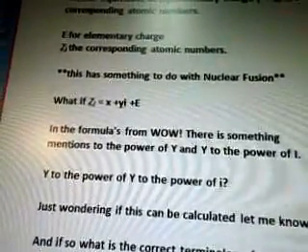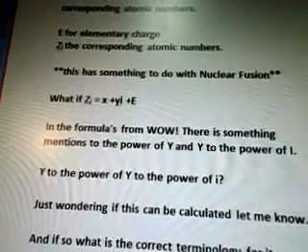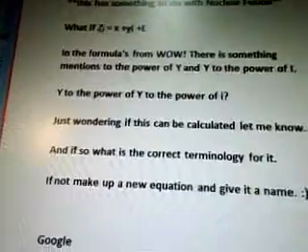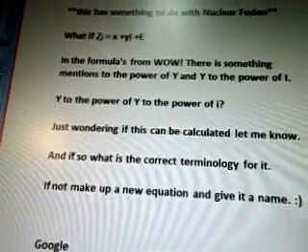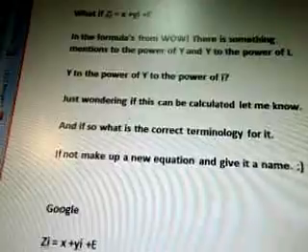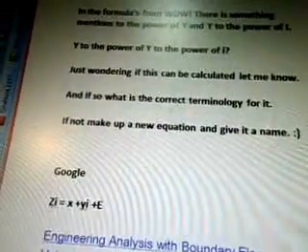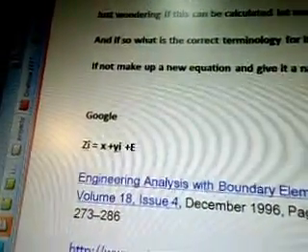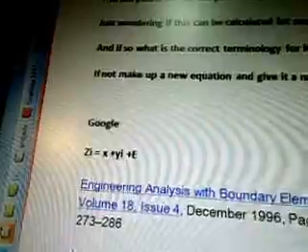In the formulas from Wow, there is something mentioned to the power of Y and Y to the power of I. Y to the power of Y to the power of I. Just wondering if this can be calculated, let me know. And if so, what is the correct terminology for it? If not, make up a new equation and give it a name. Google Zi equals X plus Yi plus E.